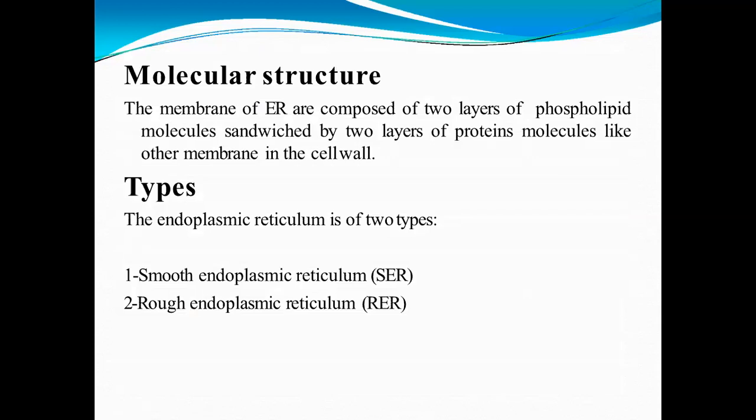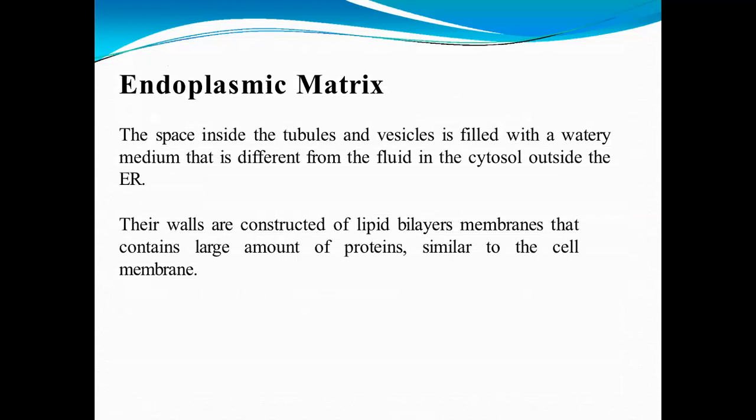What is the molecular structure of endoplasmic reticulum? The membrane of endoplasmic reticulum is composed of two layers of phospholipid molecules that are sandwiched by two layers of protein molecules, like other membranes in the cell. So there are two different types of endoplasmic reticulum, rough endoplasmic reticulum and smooth endoplasmic reticulum.